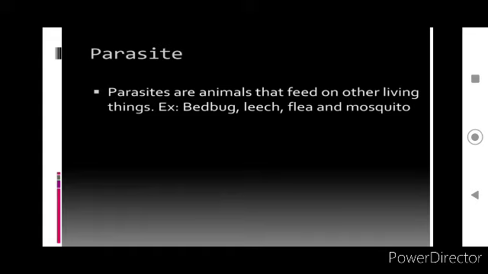So they will live on the other living things. They'll suck the blood or they'll take the food from the other living organisms and they will live. Like the bedbug, leech, flea, and also mosquito, even the lice. All these insects, they are the animals. They will feed on the other living things.